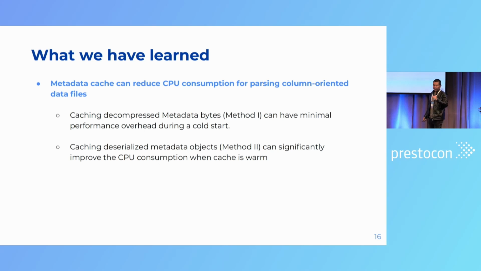And if we want to do something better, if you are seeing your Presto cluster is CPU bound and you really need more CPU, you can try to cache the deserialized metadata object. You can put it into a flat buffer or something else. This can significantly improve CPU consumption when the cache is warm. But again, if the cache is not warm, the data is cold, you will see more overhead.